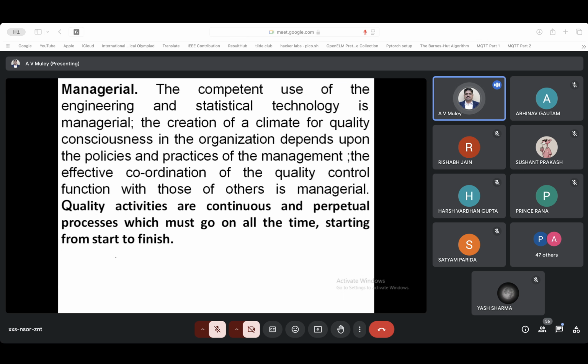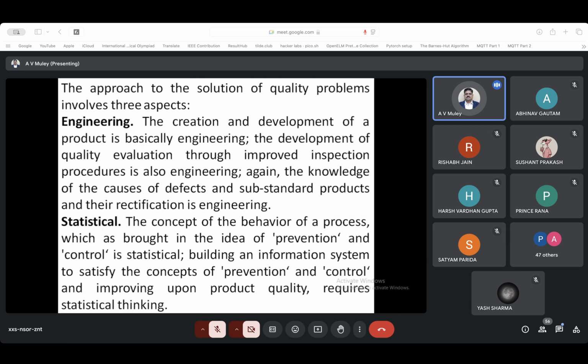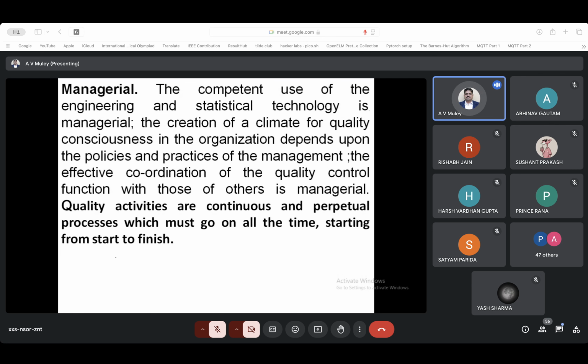The creation of a climate for quality consciousness in the organization depends upon the policies and practice of the management. The effective coordination of the quality control function with those of others is managerial. ये सारा aspect आपका managerial है. Quality activities are continuous and perpetual process which must go on all the time starting from start to finish. It's a continuous process basically. So three things are there: engineering, statistical and managerial, to find out the solution.